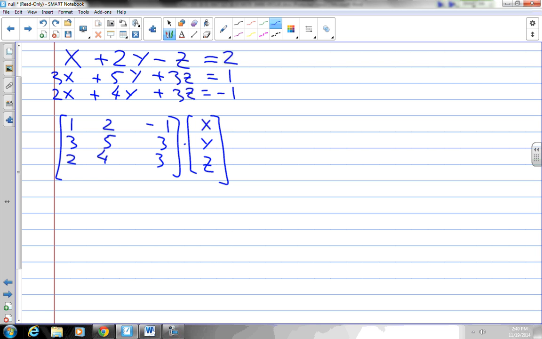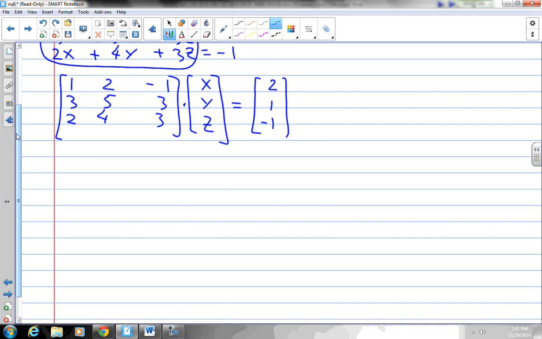x plus 2y minus z, that's that. 3x plus 5y plus 3z, that's that. 2x plus 4y plus 3z, that's that. Right? So the left-hand side of my system can be represented as a matrix multiplication here. While the guy on the right, I can think of that as another little matrix, 2, 1, negative 1, my solution matrix. So this is just your regular linear equation format.